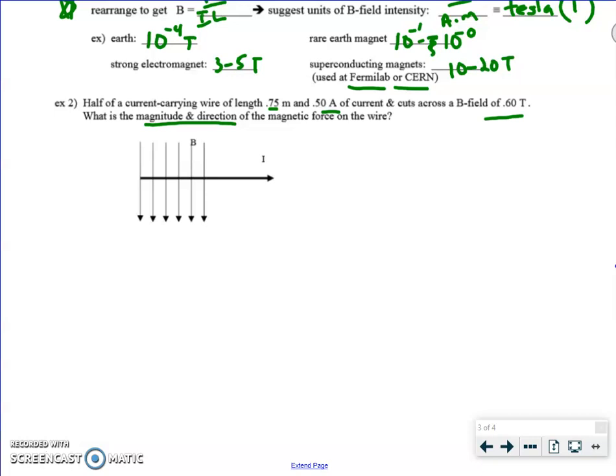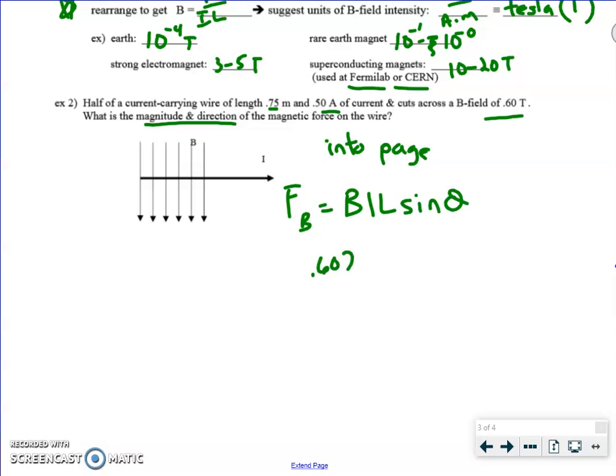Okay, so point your thumb in the right hand to the right, your fingers should be pointing down, and you notice your palm is pointing into the page. And in terms of calculating the magnitude, FB, we're just going to use BIL sine theta, and B is given, 0.60 Tesla. It's pretty easy. That should be a Tesla, times 0.50 amps.